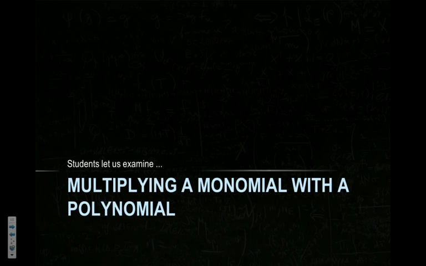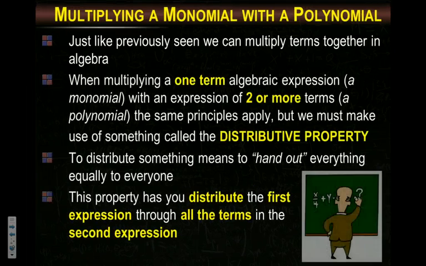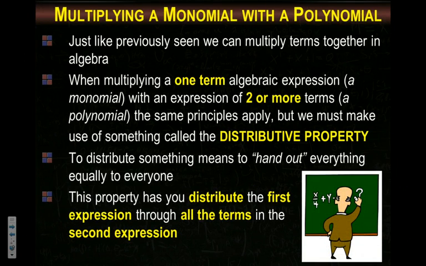We're now going to multiply a monomial with a polynomial. Okay, here's the process. The process going on here is called the distributive property. To distribute something means to hand it out, right? If I distributed you guys candy, I'd give you all a piece of candy. I'm distributing candy to you guys.